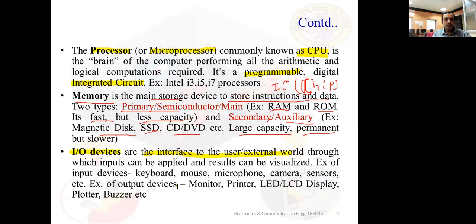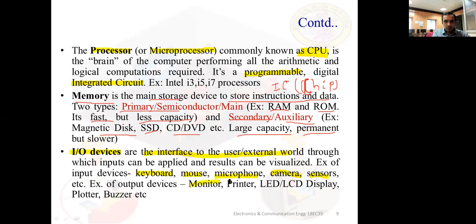So like that, there can be different types of input and output devices in a system. We all are familiar with this. You can see keyboard, mouse, microphone. For example, I'm speaking now with a microphone. That's an input device, right? A camera or a sensor or something. These are all input devices.